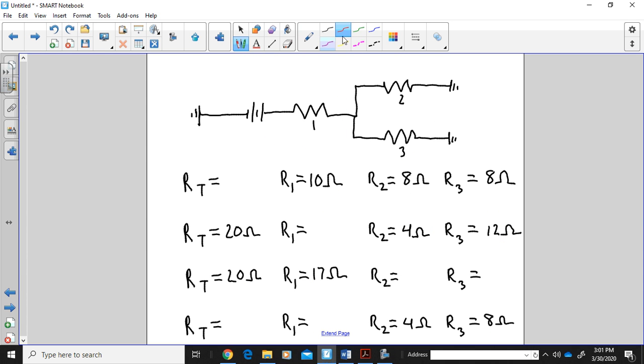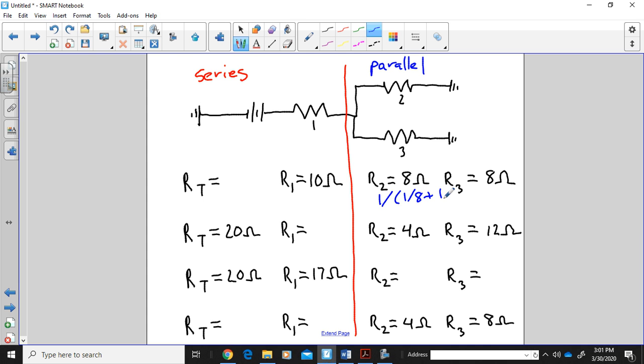Resistance in a series parallel circuit. So again, left-hand side should look like series. Right-hand side should look like parallel. And if we know all the resistances, R1, R2, R3, can we find the total resistance? Yes. So remember, resistance in a parallel circuit. So we have to do the 1 divided by parentheses 1 divided by R2 plus 1 divided by R3 to find the total resistance for this branch of the parallel circuit.